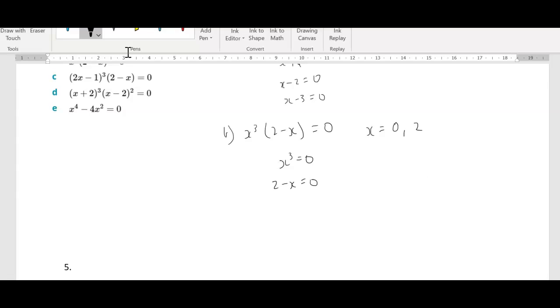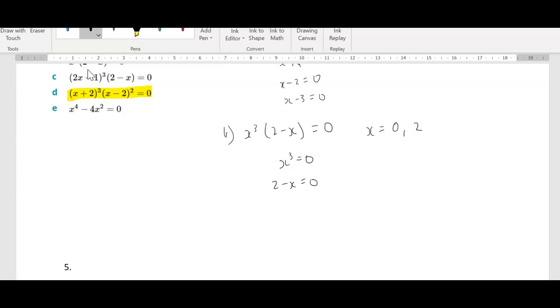So for question D, seriously, I swear this computer doesn't like me. I just need more memory. All right, there we go. It's highlighting now. So you just do x plus 2 equals 0 and x minus 2 equals 0. So the cubed and the 2 doesn't matter.